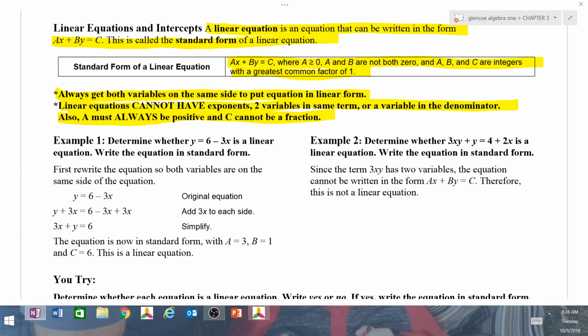Linear equations, their variables cannot have exponents. X and y cannot have exponents. They can't have a double variable, so it can't be 3xy plus y equals 6. That's not standard form. And there can never be a variable in the denominator. All of those, as soon as you would see them, would negate it from being a standard equation.